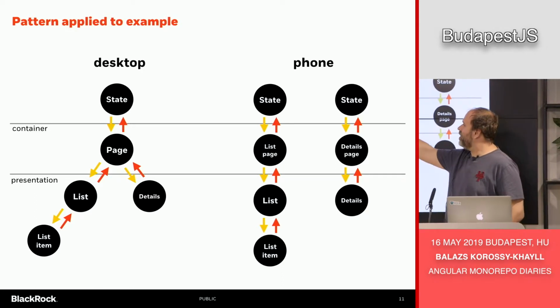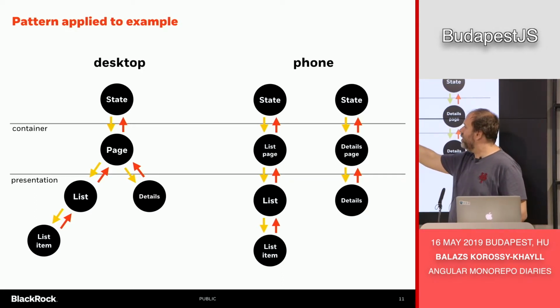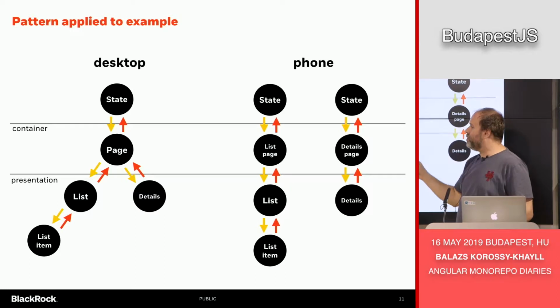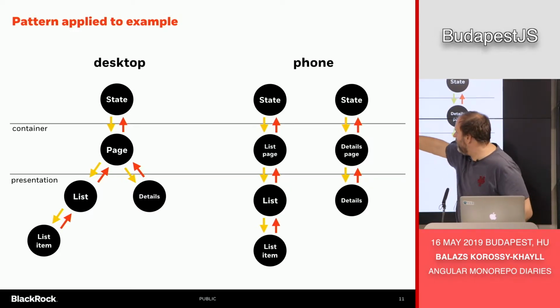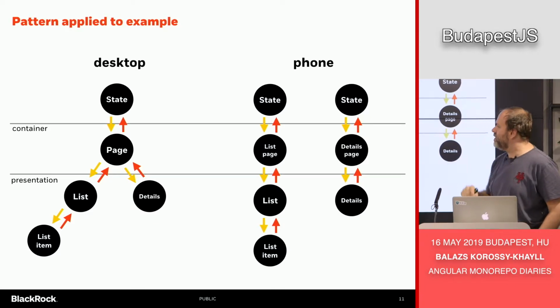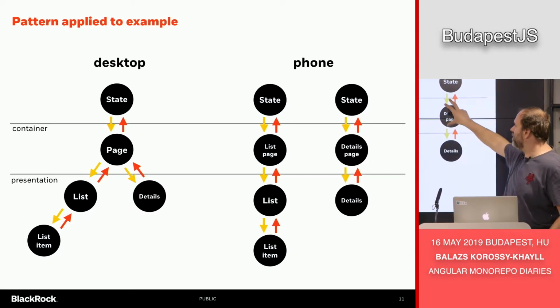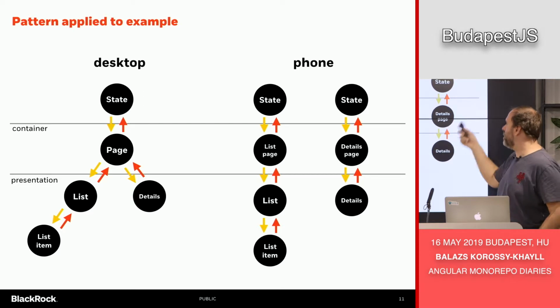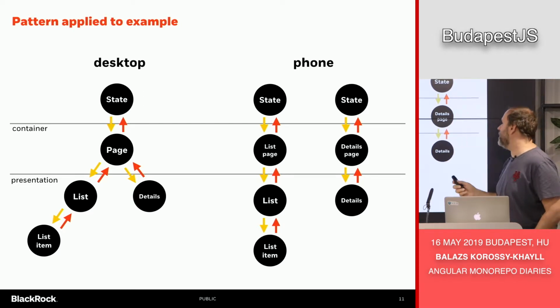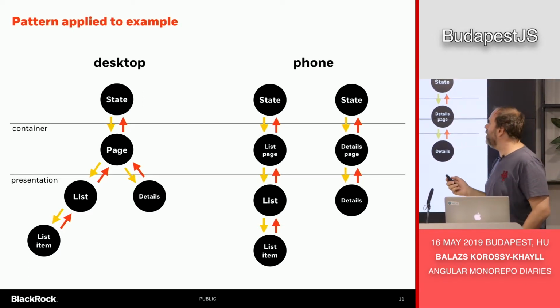On the desktop, it would look something like this. So there's one combined page that can display the list and the details. And from this line downward, you have the presentation components. And in between these two lines, you have the container components. And on the phone, it looks a bit different because there's two separate pages, one for the list and one for the details. Right? It's fairly simple.